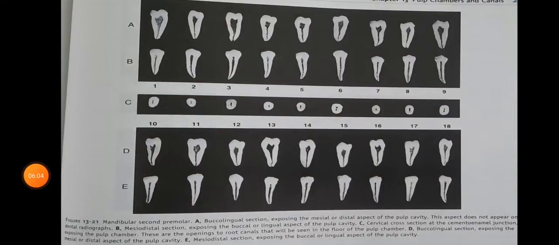Now let's talk about the mandibular second premolar. Let's have a buccolingual section. Figure 13.21 A and B. The mandibular second premolar has a larger crown and root than the first premolar. Similarly, the mandibular lateral incisor has a larger crown and root than the mandibular central incisor.